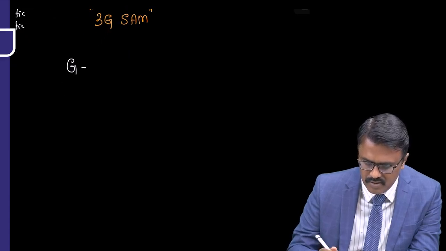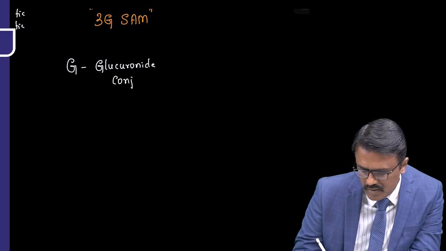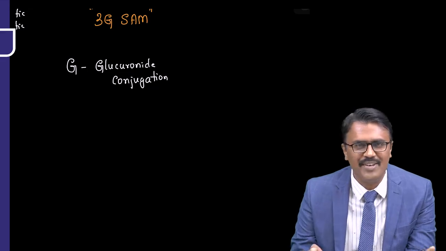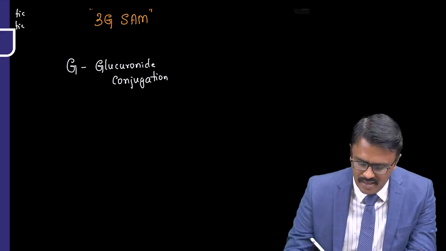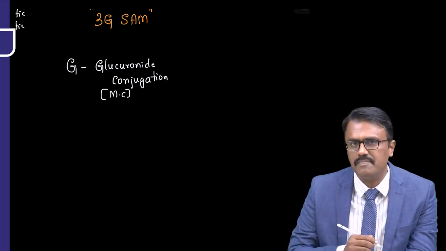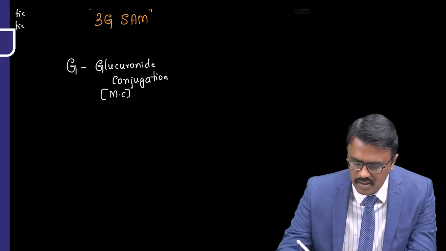The first G is called glucuronide conjugation. And I told you a classical example for that, which you learned already. It is bilirubin. And this is the most common phase 2 metabolic reaction. Phase 1 is oxidation. Phase 2 is glucuronide conjugation.